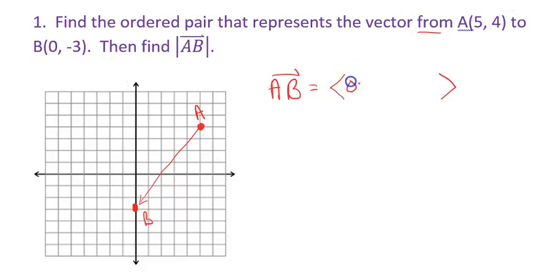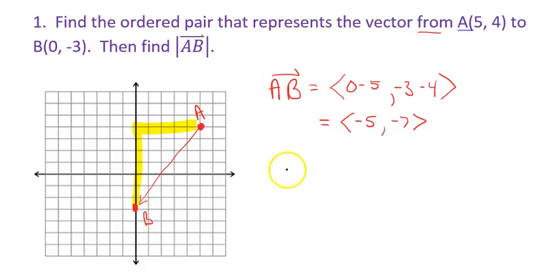So for the first part, it's going to be 0 minus 5. Then I'm going to put a comma. And then the second part will be negative 3 minus 4. And so that's going to simplify. So you get negative 5, negative 7. Now, what that tells me is that on the graph, to get from A to B, I have to go left 5 and down 7. So these are kind of like directions to go from one point to another.